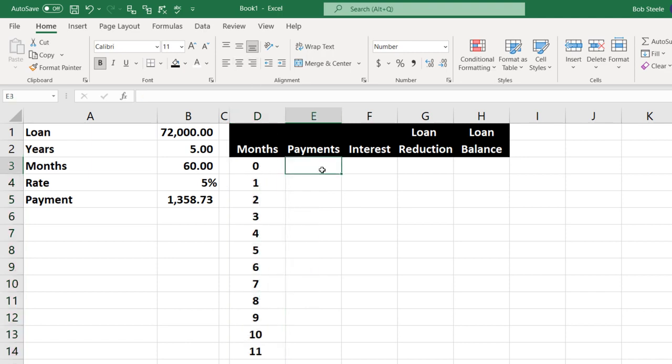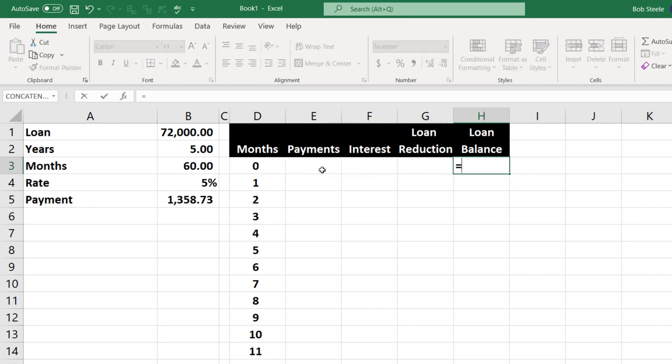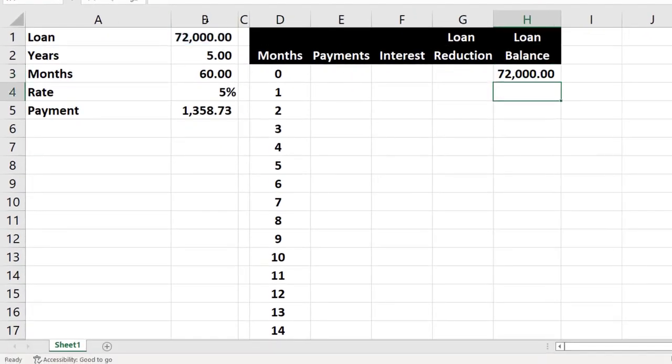Okay, so the payment's going to be the same. Well, let's start up at period 0. At period 0, I'll just pull in the loan balance. I'm going to say equals the 72,000. I'm always going to be pulling in from my data over here whenever I can. And the payments then are always going to be that 1,358.73. So I'm just going to say that'll remain the same every time.